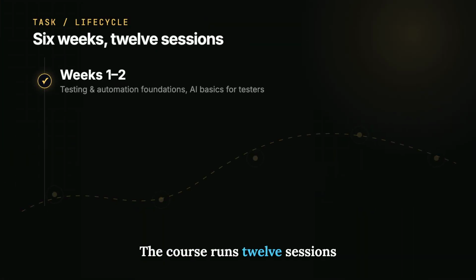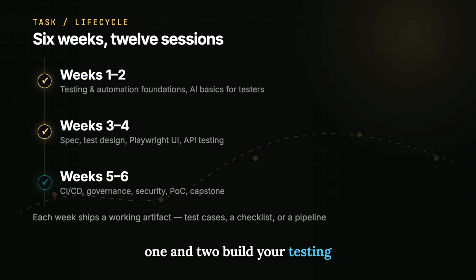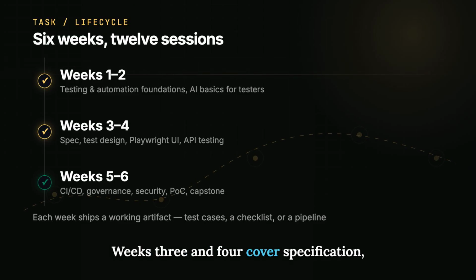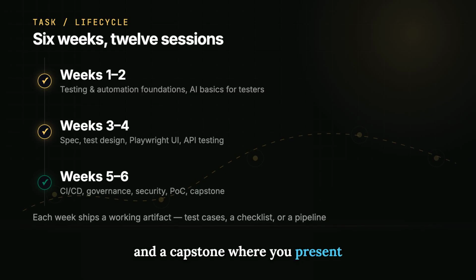The course runs 12 sessions across 6 weeks. Weeks 1 and 2 build your testing and automation foundations. Weeks 3 and 4 cover specification, test design, Playwright UI automation, and API testing. Weeks 5 and 6 bring CI and CD pipelines, governance, security, and a capstone where you present your tool choice and demo a failure mode you discovered.